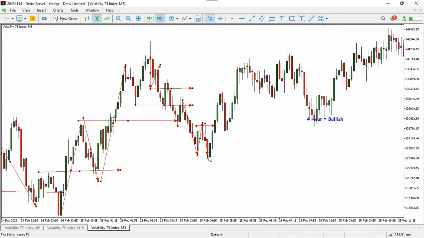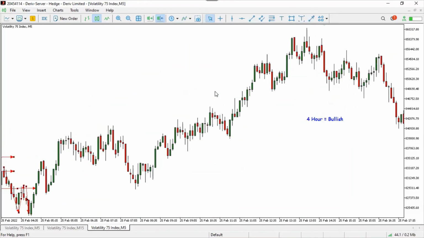Then before you know it, can you see? This gives you a kind of W formation here. Then you take your trade. So let's look for another opportunity.